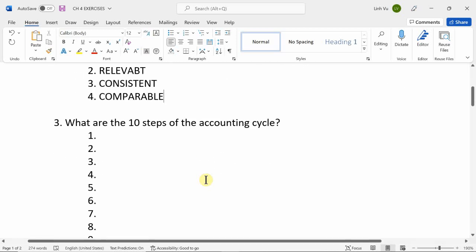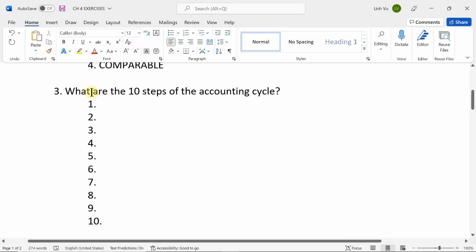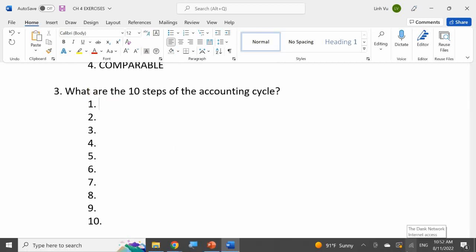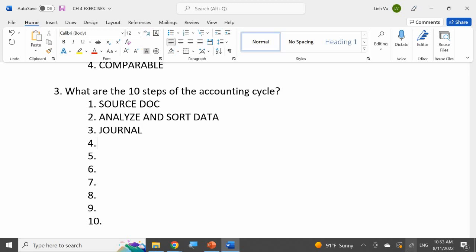Number 3, what are the 10 steps of the accounting cycle? Collect source documents. Good. What else? Analyze and sort data. Good. Record transactions in the general journal. Post entries to the general ledger.